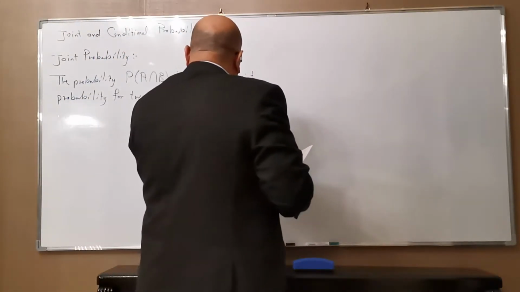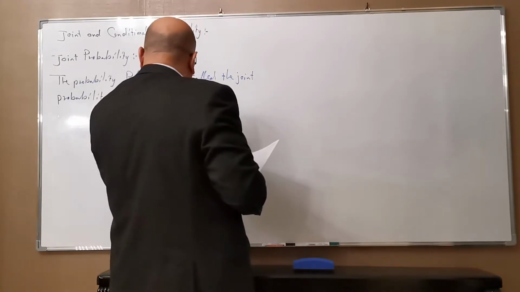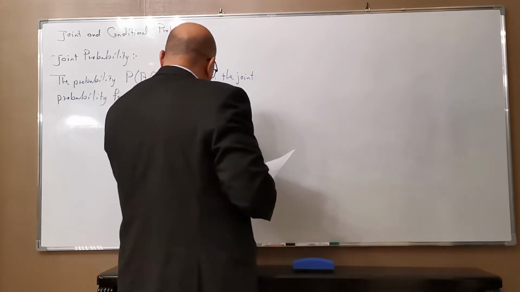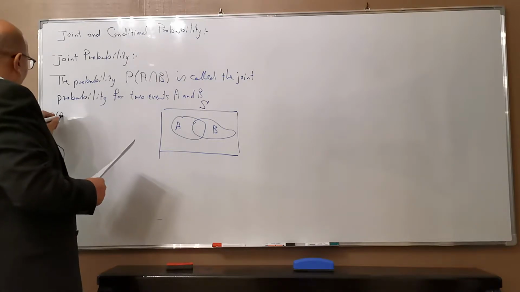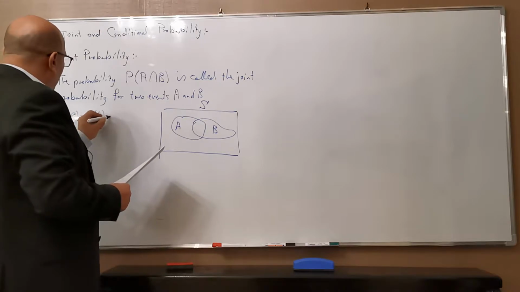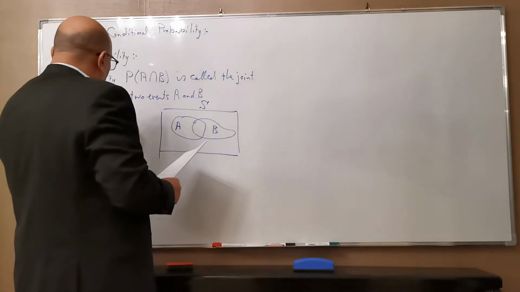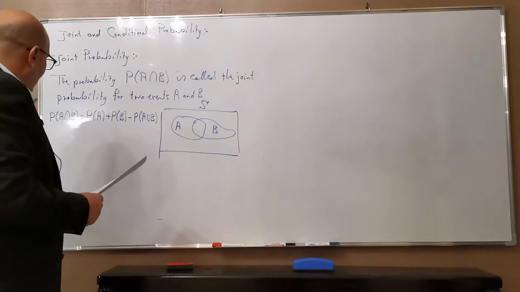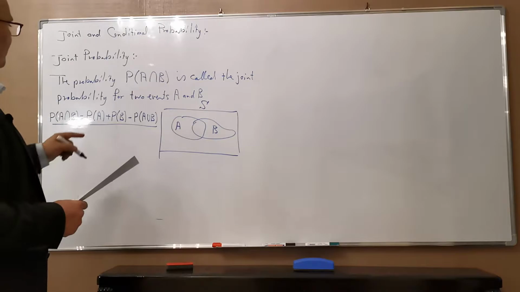And if we look at the Venn diagram, this is our S, and we have A. So this is A, this is B. Then the probability of A intersection B is equal to the probability of A plus the probability of B minus the probability of A union B. Okay. So this is the definition of the joint.